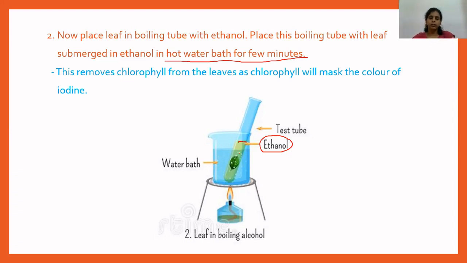Another question which is asked is, what is the purpose of boiling leaf in ethanol? The purpose of boiling leaf in ethanol is to remove all the chlorophyll from the leaf, to decolorize the leaf. And the purpose of decolorizing the leaf is so that the blue black color of iodine and starch should not be masked by the green color of the leaf.